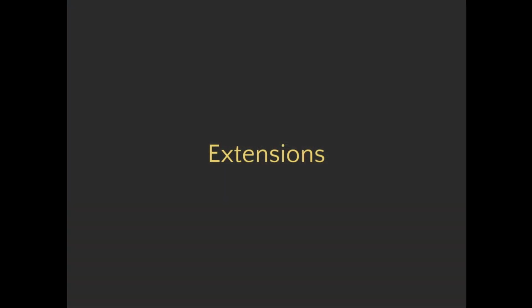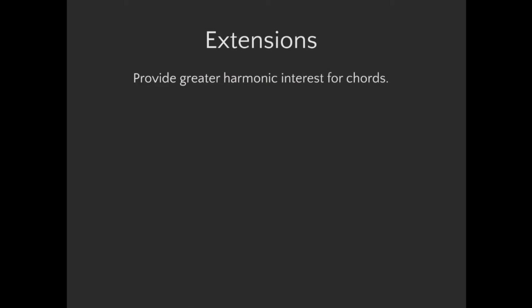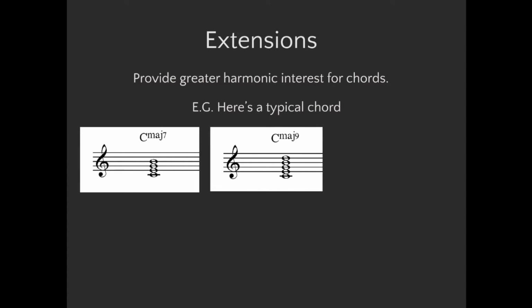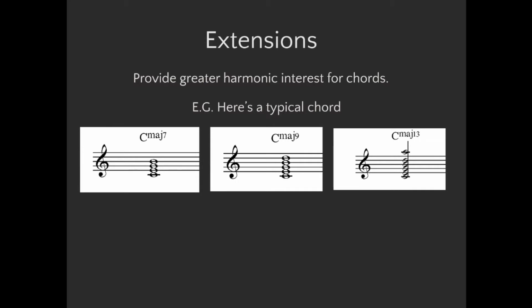In this video, we'll be looking at extensions and how they work with chords. Extensions are used in jazz to provide greater harmonic interest in chords. Here's a typical chord, C major 7. Now, we can spell it with one of its extensions, making it C major 9. And this is the chord with another level of extensions, C major 13.